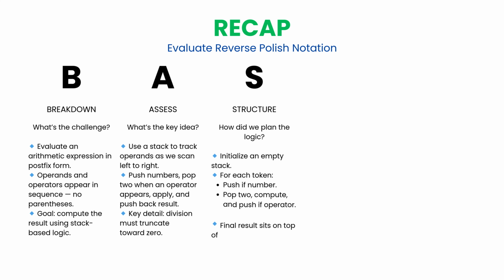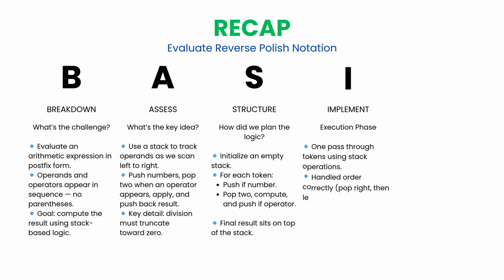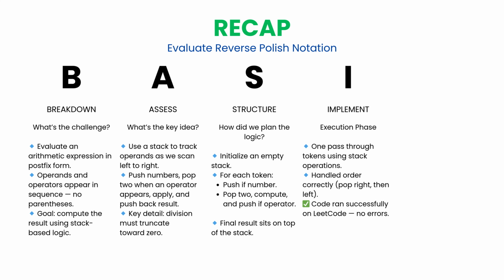Here's the logical plan. Initialize an empty stack. For each token, if it's a number, push it. If it's an operator, pop two numbers, right then left, compute, and push the result. At the end, the single value left on the stack is the final answer. We followed that flow precisely. One stack, one pass. The operations were handled correctly, especially division truncation.